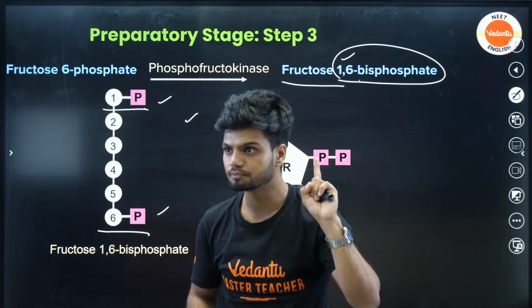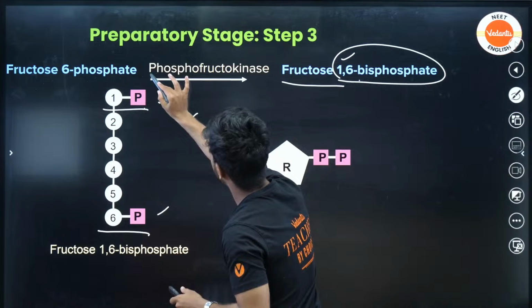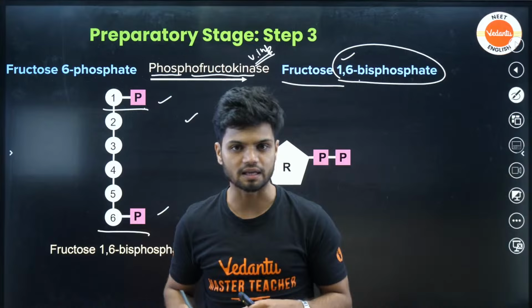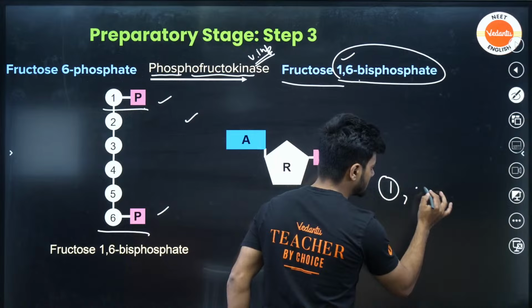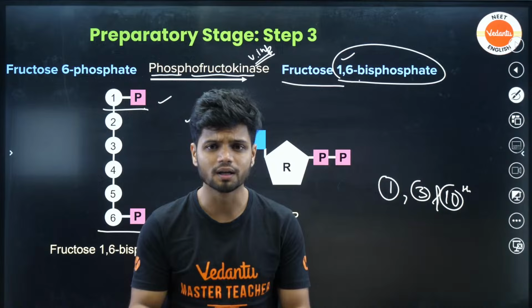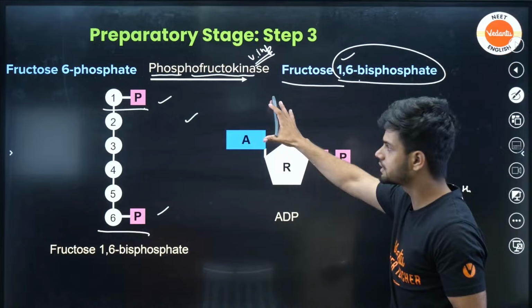And the enzyme involved is nothing but phosphofructokinase. Very, very important. The enzyme involved is phosphofructokinase. And also remember, students, the first step, the third step, and the 10th step, all these three steps are called irreversible steps. They're called what? Irreversible steps. Now, I hope this is clear. The third step is clear.